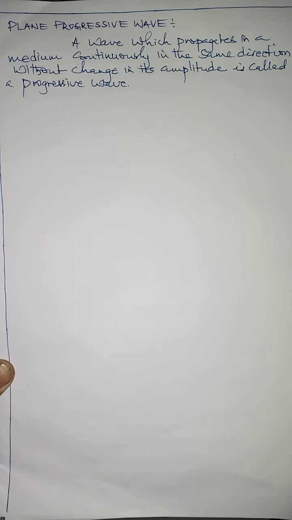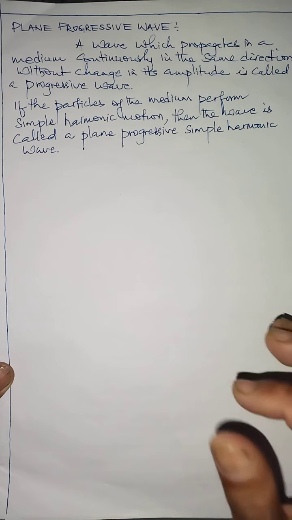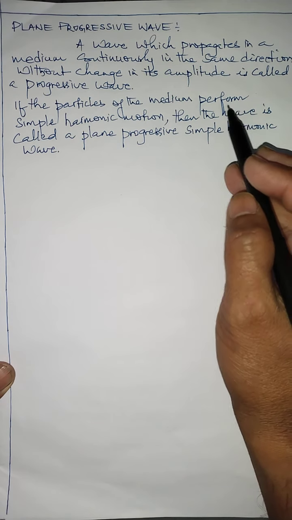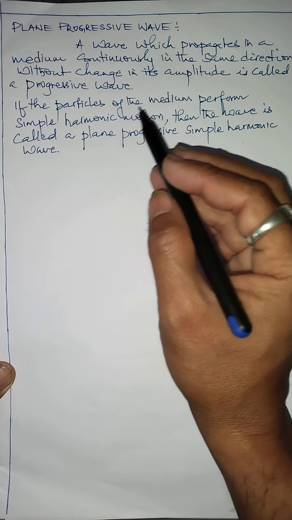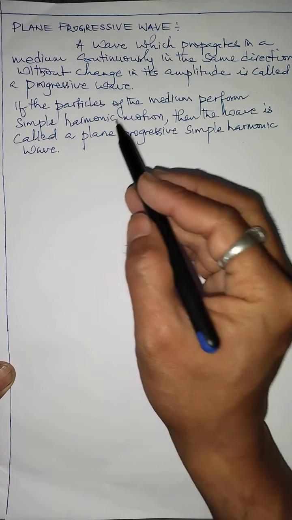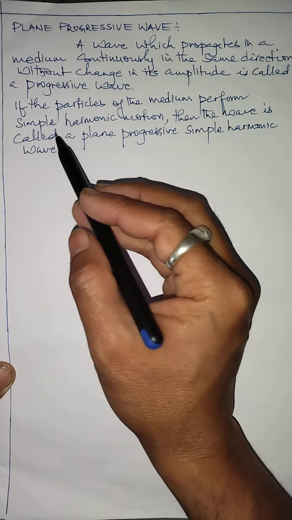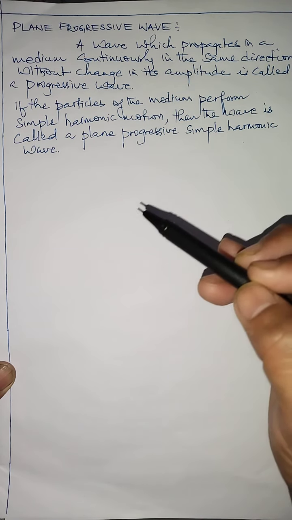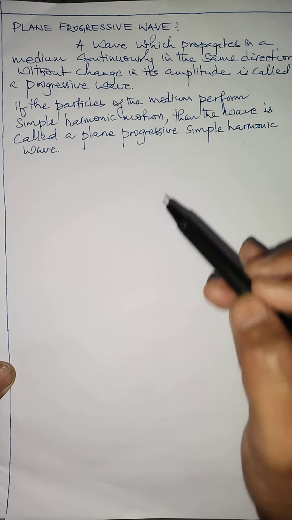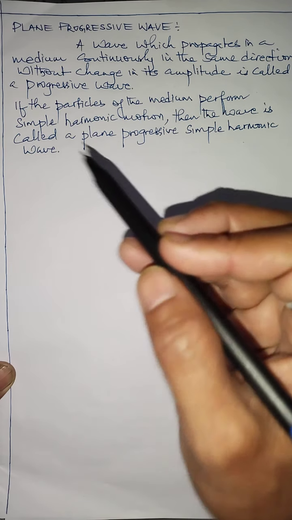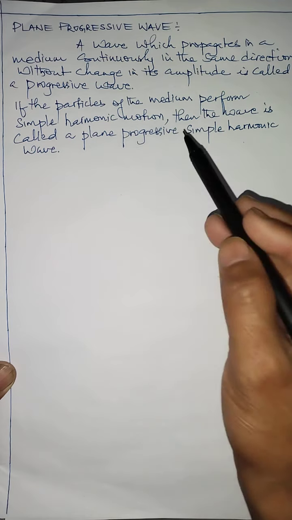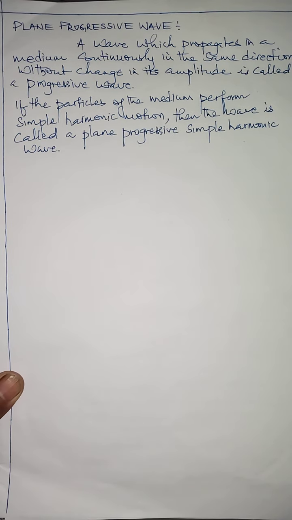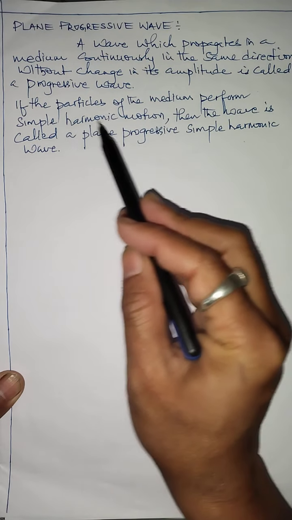Now, on the propagation of the wave in any direction, if the particle of the medium performs simple harmonic motion, if a particle of the medium performs what? Simple harmonic motion means the particle oscillates with the same, constant frequency, and of course the wave has to propagate with constant amplitude. Which means the particle can perform simple harmonic motion.